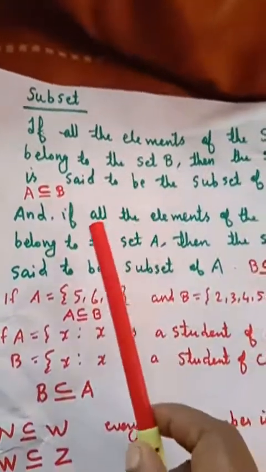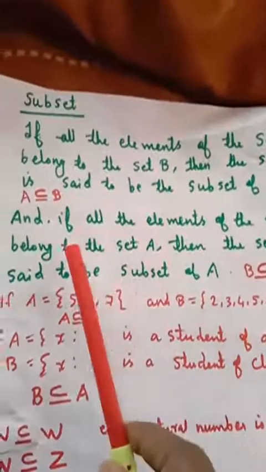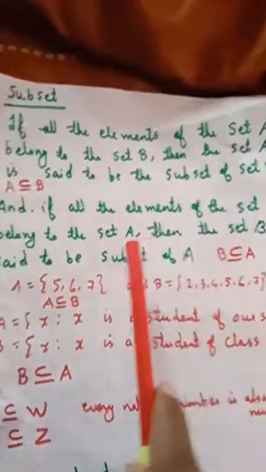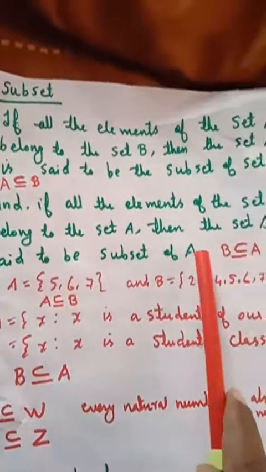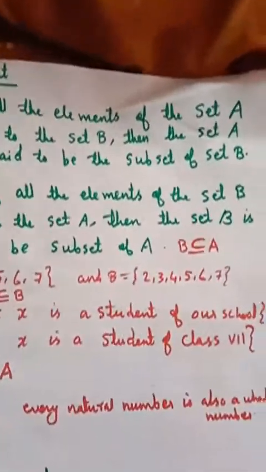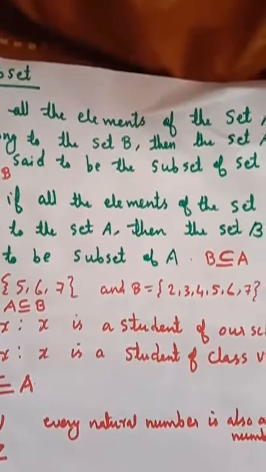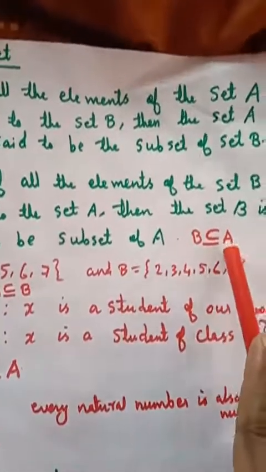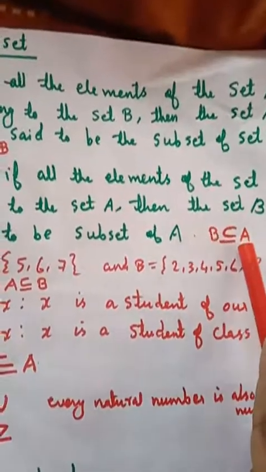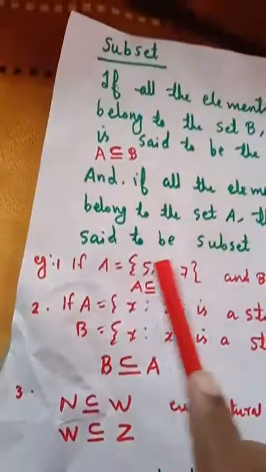And if all the elements of set B belong to set A, then set B is said to be a subset of A. All the elements of B are in A, then we can say B is a subset of A, written as B subset of A or B contained in A. Let us check some examples.